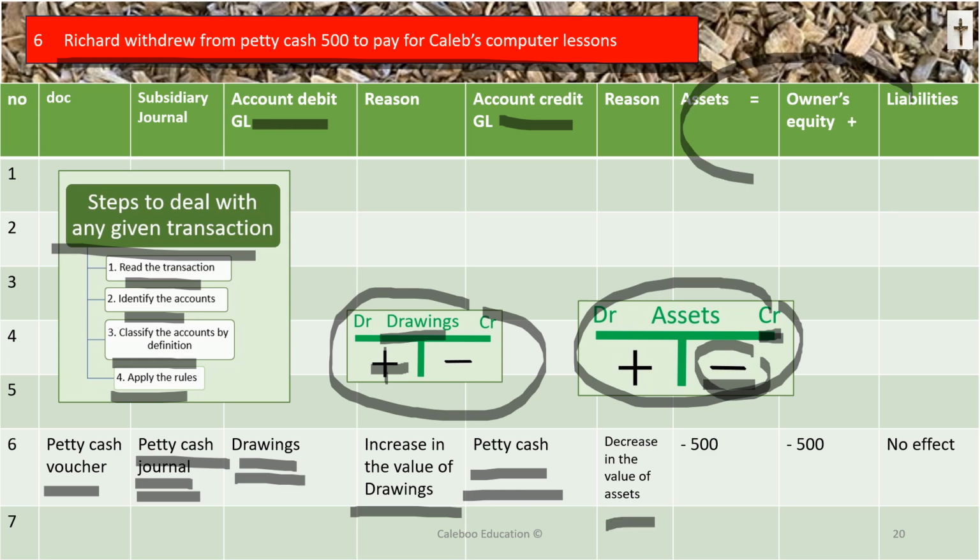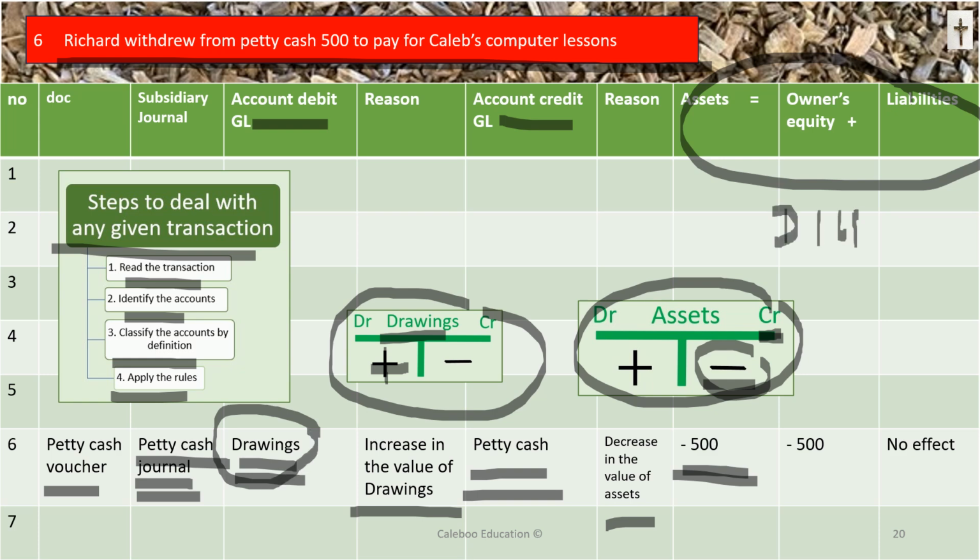And what is the effect number-wise on the accounting equation? Minus 500, because petty cash is an asset and it decreased by 500. Now, what is drawings? Drawings decreases owner's equity. That's why there's a minus 500. An increase in drawings decreases owner's equity, and there's no effect under liabilities.